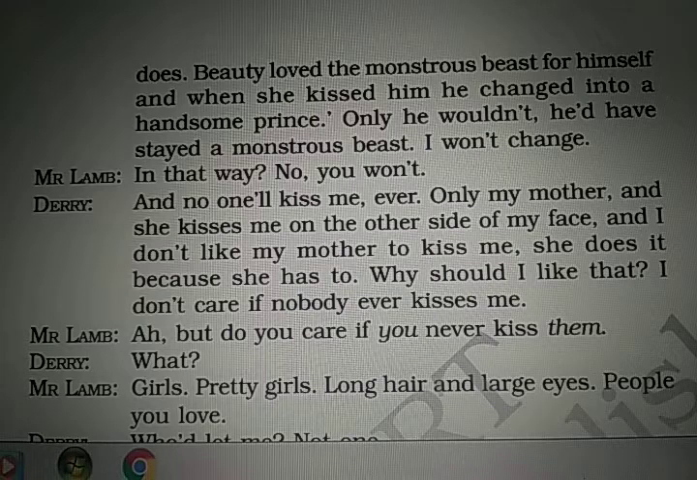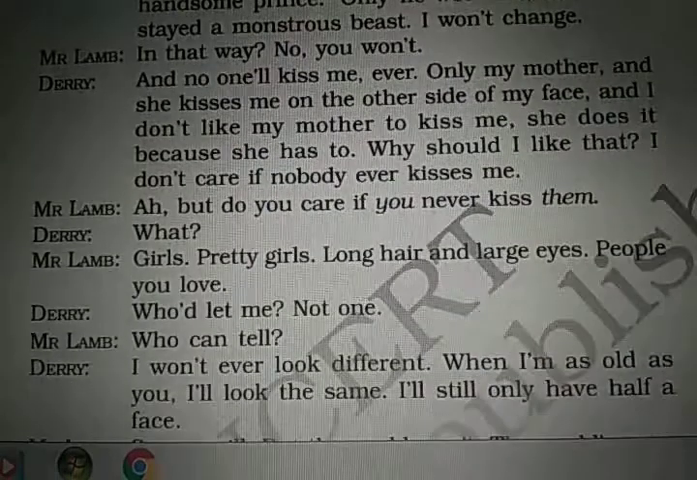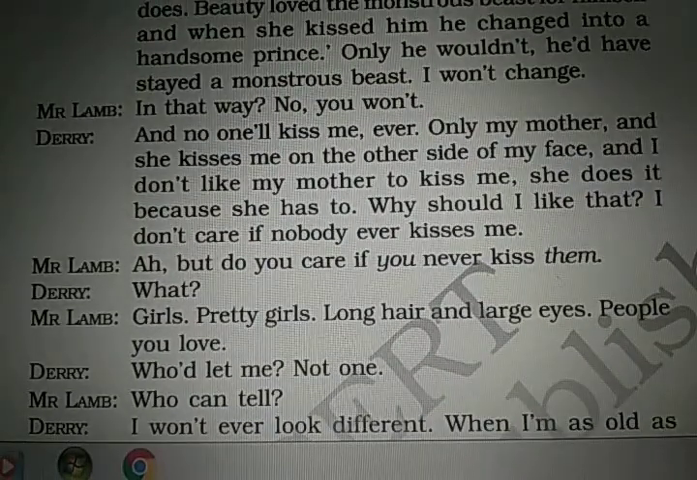Mr. Lamb says, oh, what do you care? Do you care if you never kiss them? They kiss you, or you won't be able to kiss them. What do you care about? Daddy says, what? Yeah, I'm talking about girls. You would like to kiss them or not? Long hair.